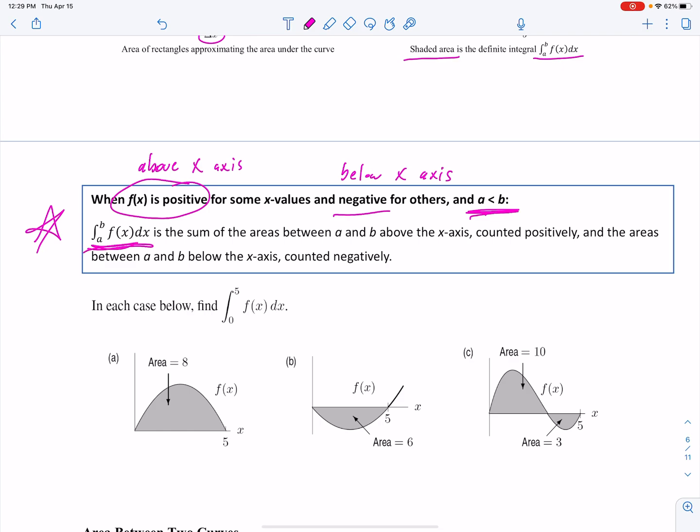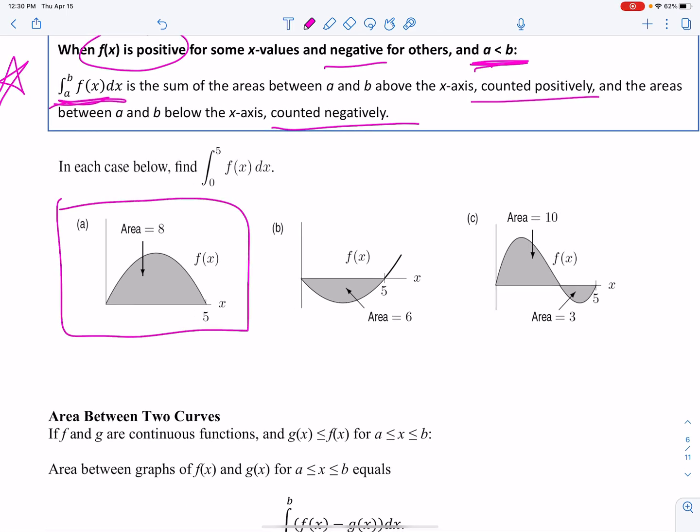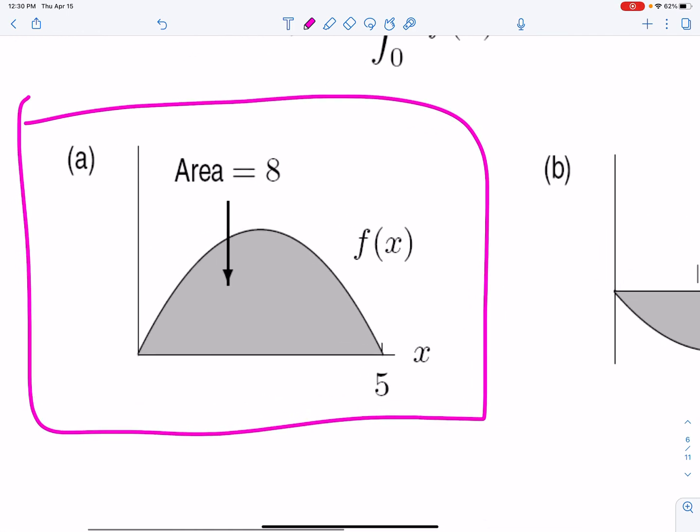Then the definite integral from a to b of f of x dx is the sum of the areas between a and b above the x-axis counted positively, and the areas between a and b below the x-axis counted negatively. All right? In other words, that's what they're showing you here. So this first example here, example A, is, well, we see the whole curve is above the x-axis, right? So if you calculate that area, they're saying the area equals 8 units, okay?